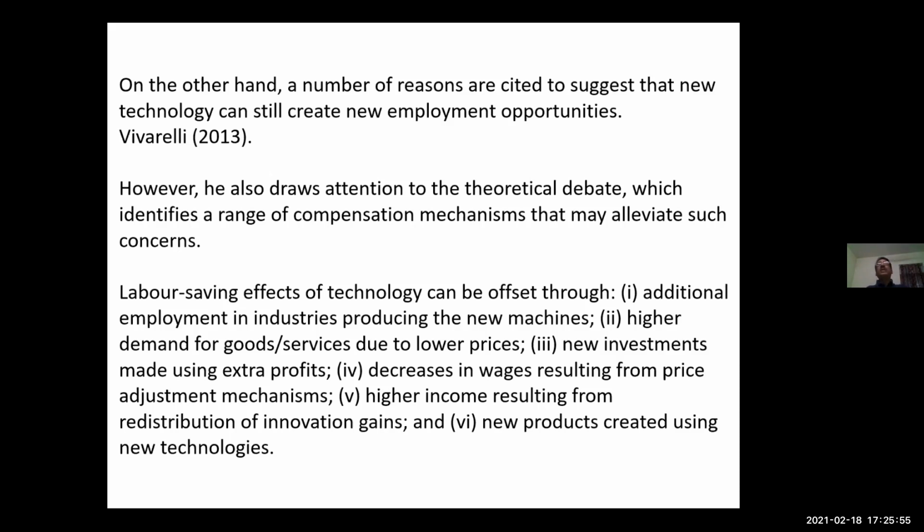Labor saving effects of technology can be offset through addition of employment intensive industries or the industries which actually will be producing new machines. They will be engaging labor to some extent. So if such industries will be coming up on a large scale, then the employment can be shifted to those industries which will be manufacturing new machines. Also, higher demand for goods and services due to lower prices. So his point is that if technological advancement will take place, if productivity will rise, with the same amount of resources, you will be able to produce more goods and services, which may reduce the prices.